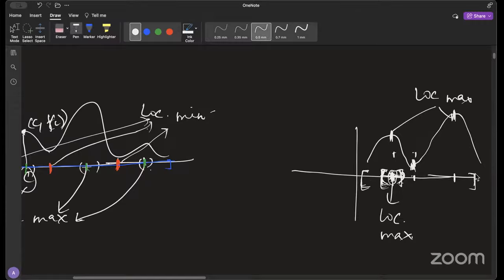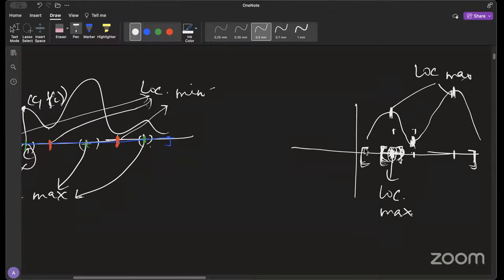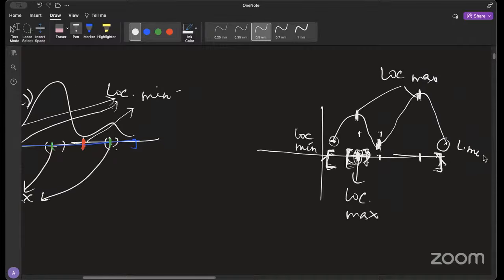If you have a fixed domain, then you can check an endpoint too. What happens there is your endpoints are included in the domain, right? This is your domain and the endpoints are included here. This is one endpoint included in the domain, other endpoint included in the domain. So ideally, you should be checking for these points too. This is also a local minima. This is also a local minima. It depends upon the interval.